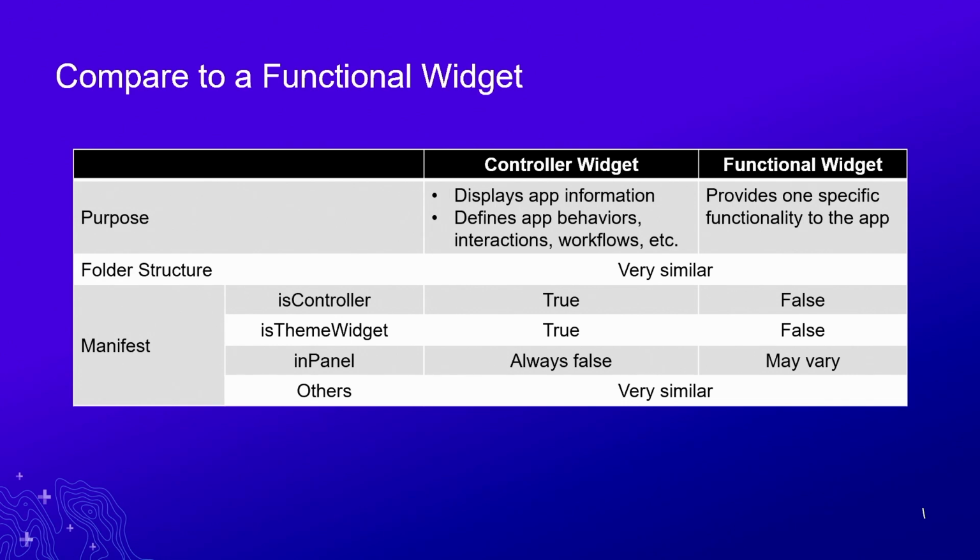And then the folder structure is very similar. In the manifest, which we define, that makes up the characteristics of our app in Web AppBuilder. The difference between the two is that for a controller, you would declare that Boolean values are true. For a functional, it's false. Is it a theme widget? Controller widget's going to be true. A functional is going to be false. In panels, always going to be false. And then the functional widget may vary, right? Because you might have a widget that exists in panel or relative to the map. And then others, there's some behaviors that are very similar in that instance.